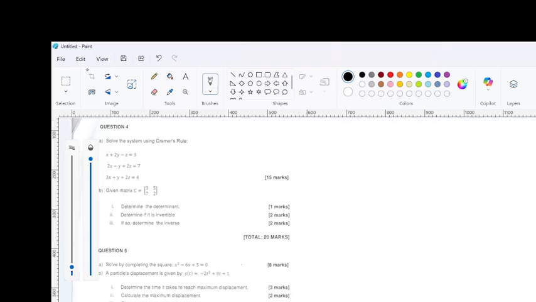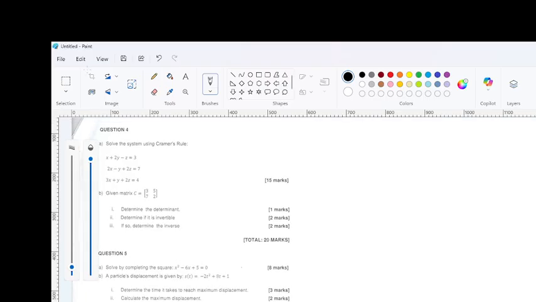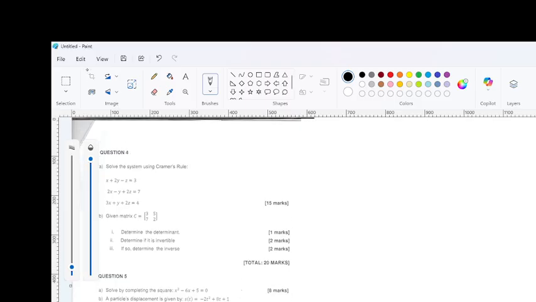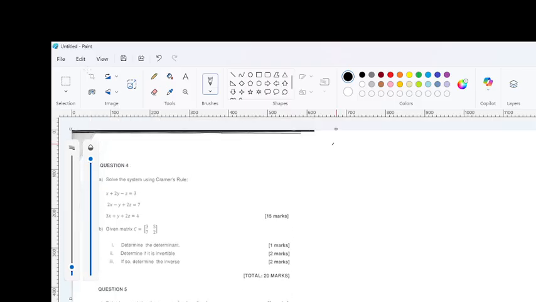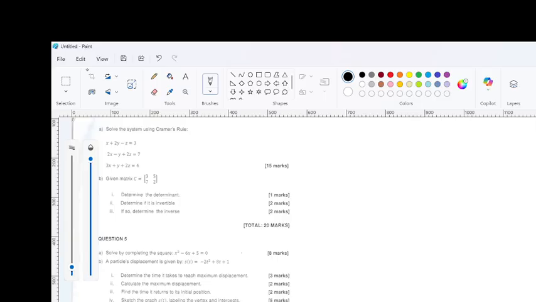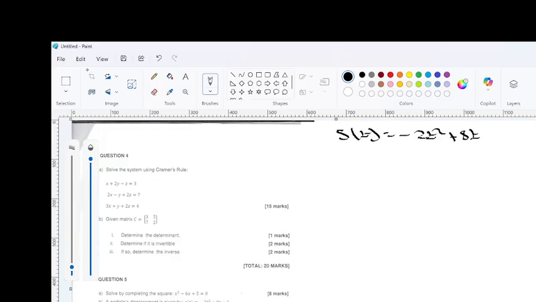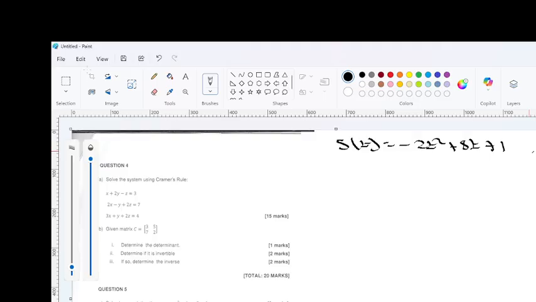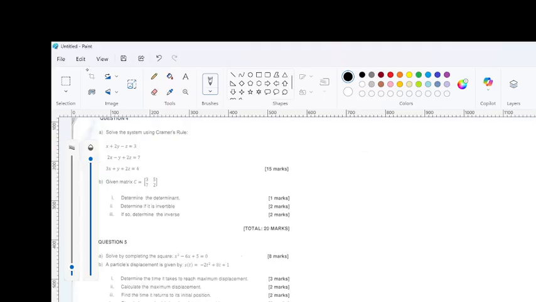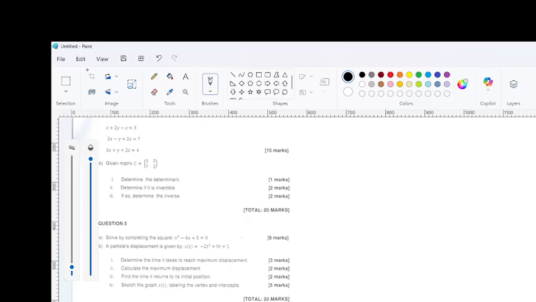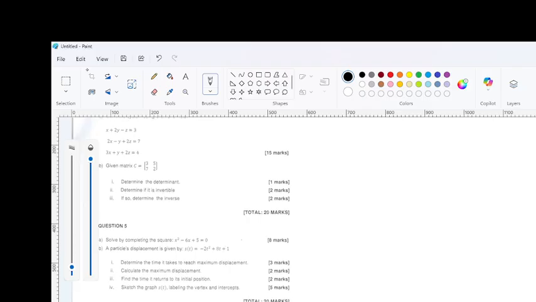Question 5b: a particle's displacement is given by s(t) equals negative 2t squared plus 8t plus 1. Then what does the question say? Determine the time it takes to reach the maximum displacement.